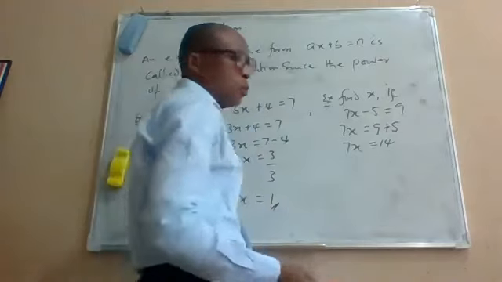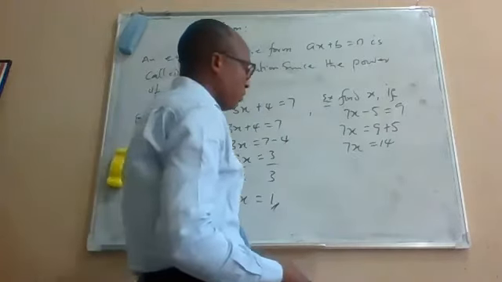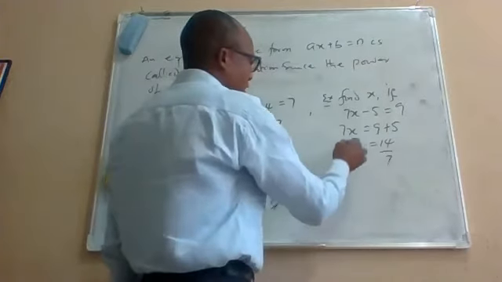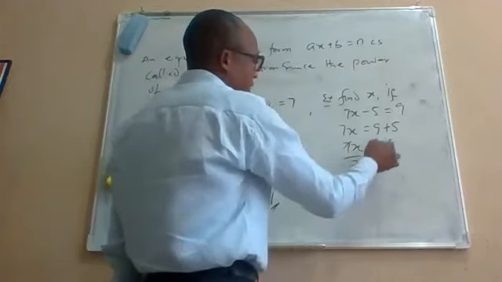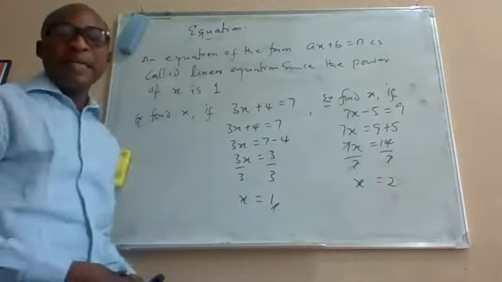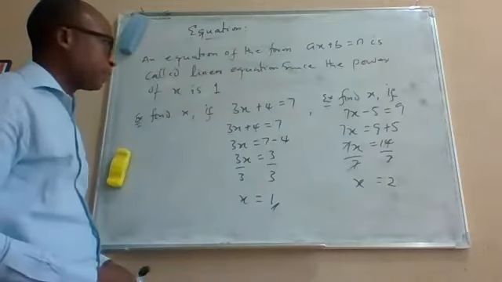Now I can say divide both sides by 7. When you divide this one by 7, divide this one by 7, this will cancel and we have x. Cancel here, this will equal 2. And that's what we call a linear equation.